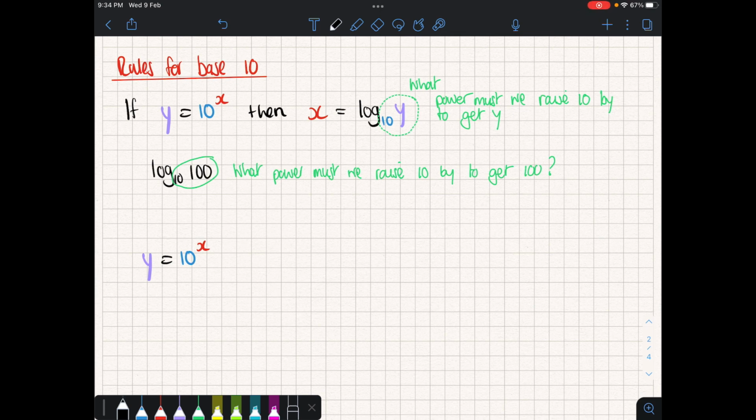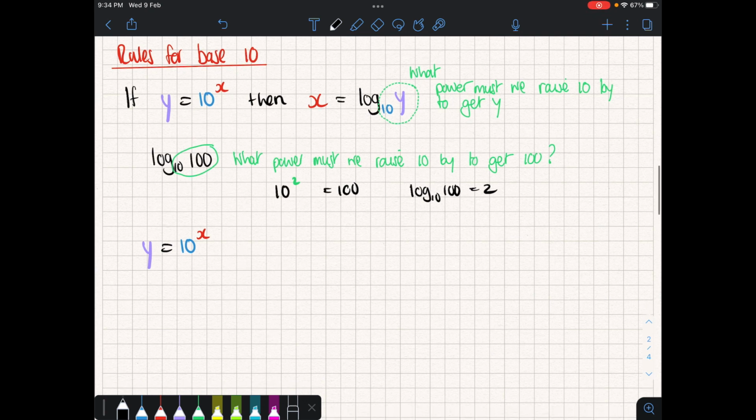So if we have a look at this simple example, log base 10 of 100, the question we should ask ourselves is, what power do we raise 10 by to get to 100? And the obvious answer is 2. So that means that log base 10 of 100 is equal to 2, because we have to raise 10 by 2 to get 100.